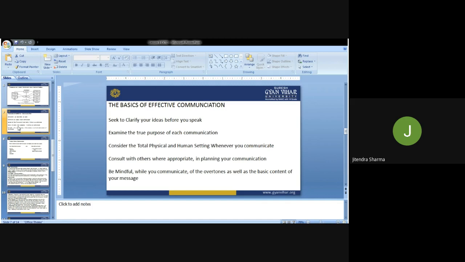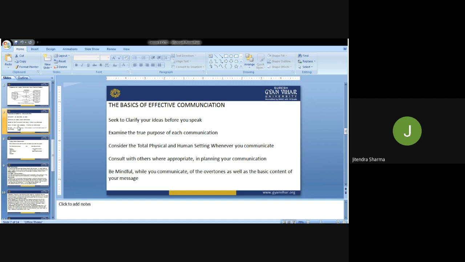Be mindful while you communicate of overtones as well as the basic content of your message. Being mindful is very important, and body language is also very important. While you are communicating, you have to have eye-to-eye contact, tone and voice modulation, and you should avoid such noises in the communication, which are very important. So these are the basics of effective communication.